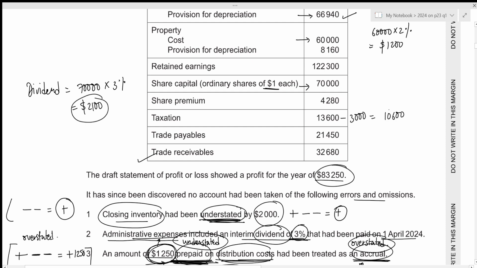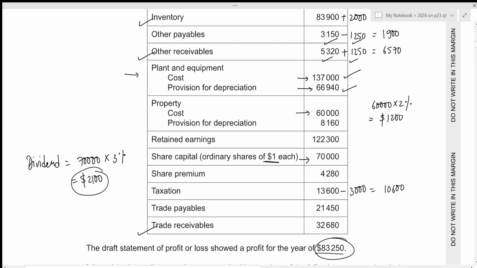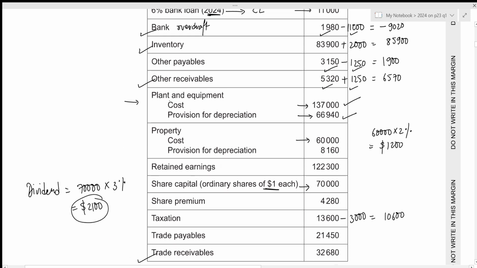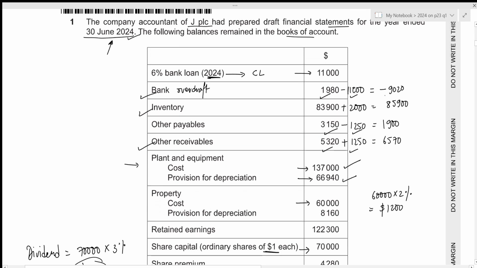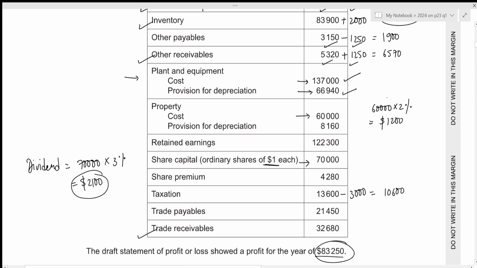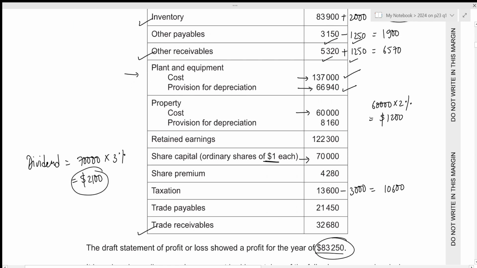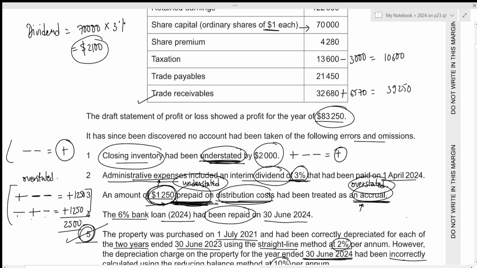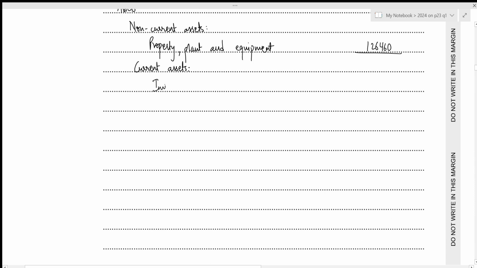Okay, we were preparing the current assets section, so that will only include the trade and other receivables and inventory. Okay, we already have the value for inventory, 85,900. Now we need the total for our other receivables and trade receivables. So 32,680 plus the other receivables of 6,570. This results in the value of 39,250. Let's write these two down. Okay, we first have inventory. The revised value was 85,900. Then we have our trade and other receivables.